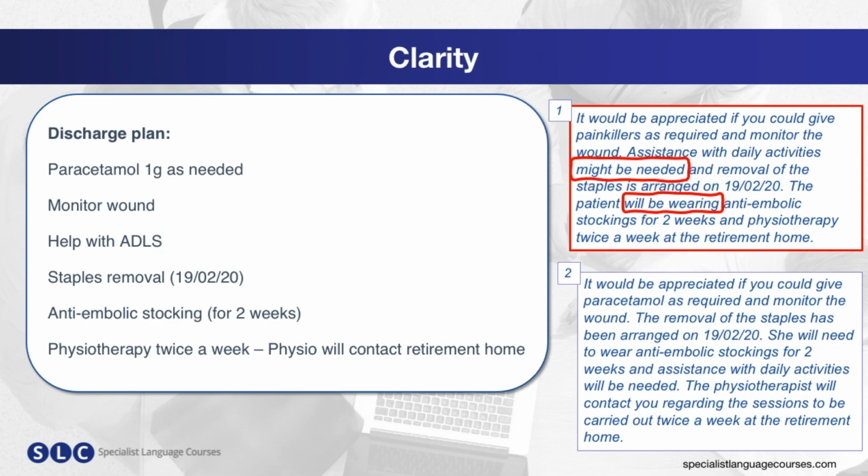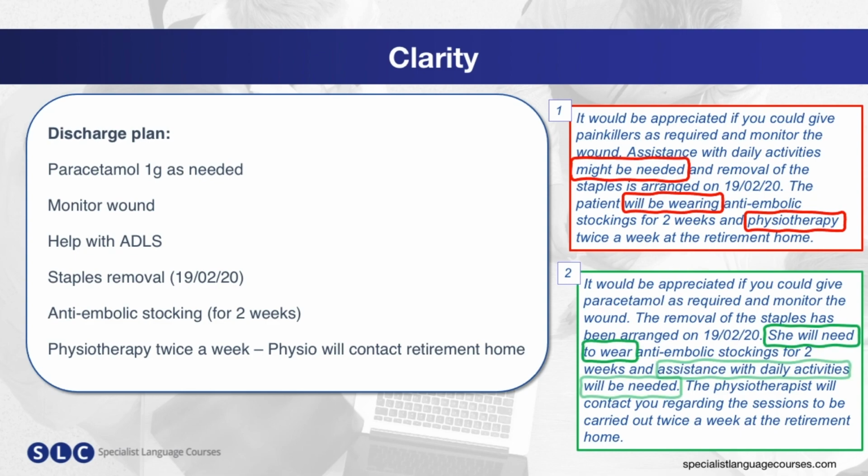Information is also included that the patient will receive physiotherapy sessions at the home twice a week, which is correct, but it lacks clarity as the readers would have questions about how this is going to be organised. The second paragraph is written clearly and in a way that is easy to follow while still including the relevant and essential information. She will need to wear anti-embolic stockings. Assistance with daily activities will be needed. The physiotherapist will contact you regarding the sessions. After reading this paragraph, the reader would have a clear idea of what's going to happen.